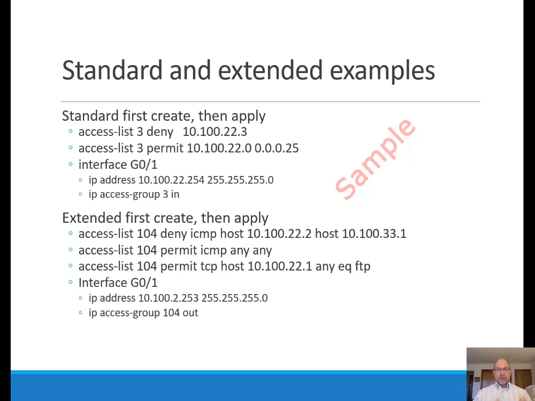In both cases, the first thing you're going to do is create and then apply them. So in this case, we've got access list 3 deny, access list 3 permit, and then we go down to an interface and we're going to apply the particular access list to an interface and a direction. And the extended access list is much the same thing. We create the rules and then we apply the filter list to a particular interface and a direction.